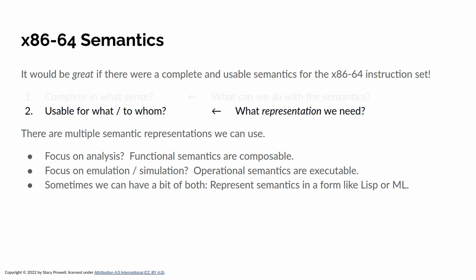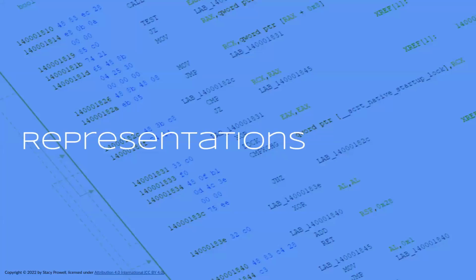Sometimes we can try to have both. Semantics can be represented in a language like Lisp, and they have been. There's a semantics for x86 written in ACL2, which is a theorem prover for Lisp, or in standard ML. I think Coq is a theorem prover that uses standard ML. I'm less familiar with it. And there's an x86 semantics in there. So maybe we can try to get something where there's both some formal representation, but also I can compose them and execute them. So maybe that would work. So let's talk about some of the representations of these things.